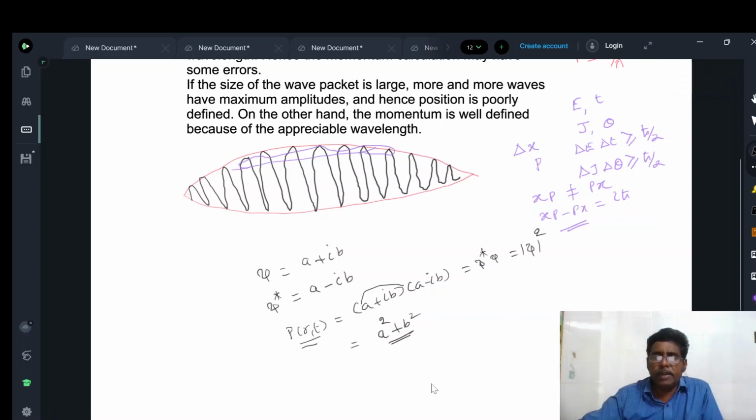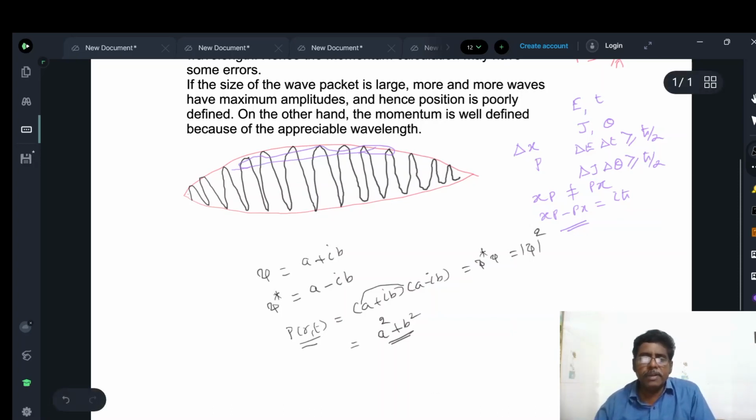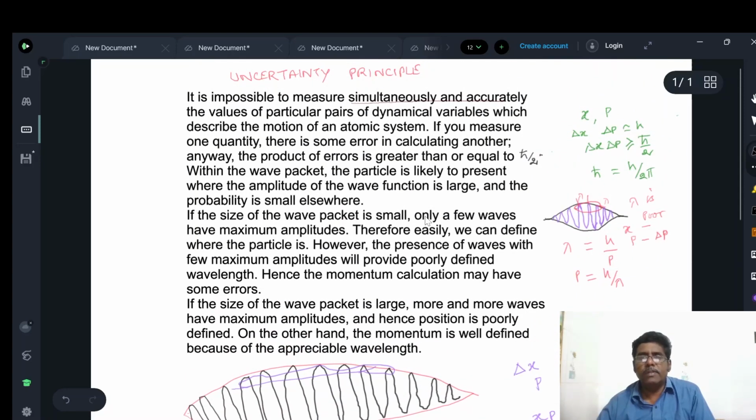It is a real entity, which means that the wave function may be a real quantity or complex quantity, but the probability is a real entity. This means that the particle is compulsorily present inside the packet, whether the wave function is a real function or a complex function, but the probability of finding the particle is always a real entity. This is the outline of our uncertainty principle.